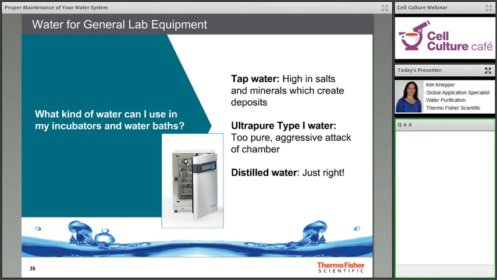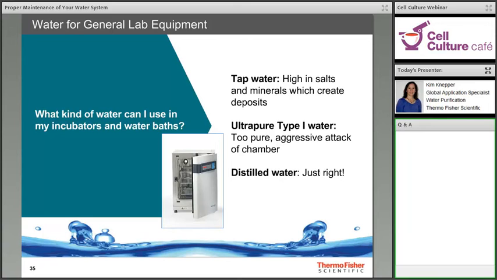So what kind of water can I use in my general lab equipment, such as incubators and water baths? Well, tap water just has too many salts and minerals, and those can precipitate out of the water and create deposits with the evaporation of the water, and that could cause rusting and corroding.